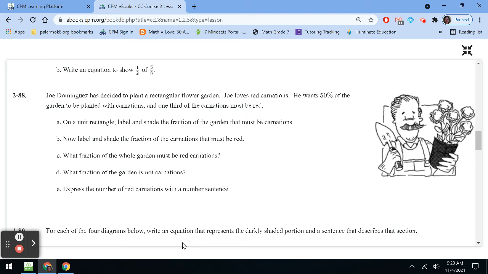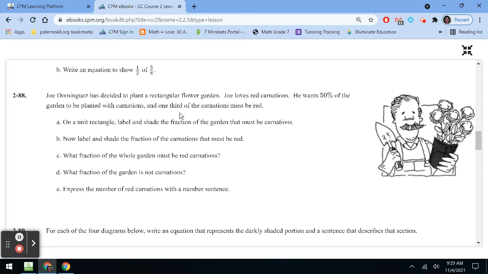Now in class, what I did is I had students try to work on this problem using the previous problem, problem 2-86, as a guide. And then we came in and we did it together. So again, Joe Dominguez plants a rectangular flower garden. He wants 50% of the garden to be planted with carnations, and 1/3 of the carnations must be red. Part A says, on a unit rectangle, label and shade the fraction of the garden that must be carnations.